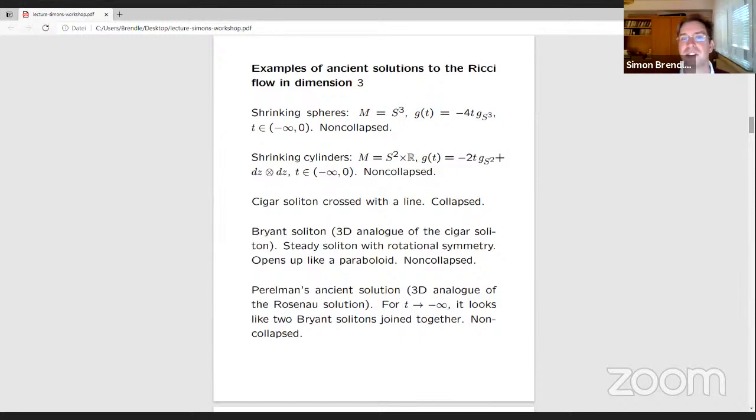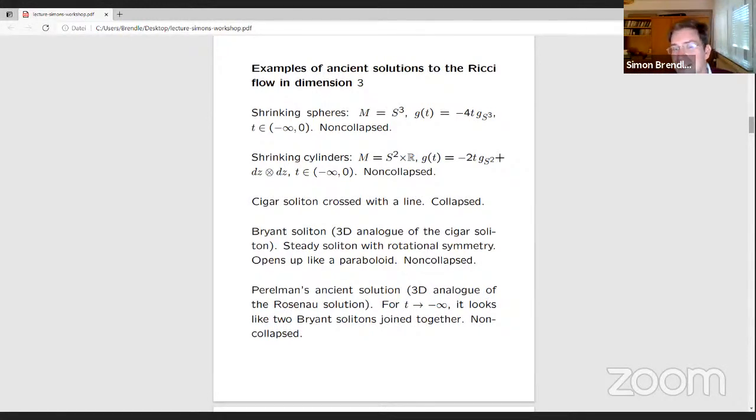All right, so let me continue with the 3D case. And so here again, you have the shrinking spheres. Then you can look at the shrinking cylinders where you just take a 2-sphere crossed with R, and both of these are non-collapsed. So taking a Cartesian product with a line will not affect whether a solution is collapsed or not. Now you can take the cigar soliton crossed with a line, then that gives you an ancient solution, but it will be collapsed because the cigar is collapsed.